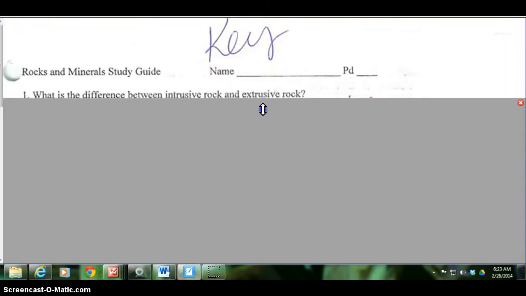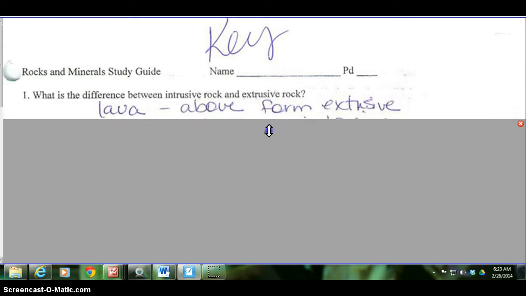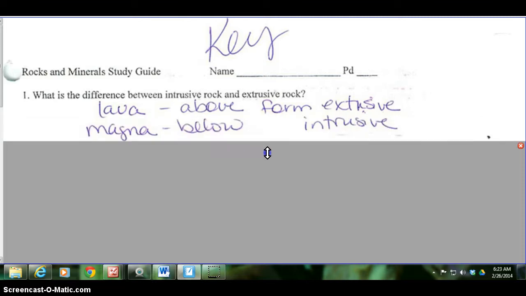Number one was, what is the difference between intrusive and extrusive rock? And the answer of that is that extrusive rock is formed from lava, which is above the surface. Think of the word exiting, like it's going out of the earth. And magma, which is below the earth's surface, forms intrusive rock. Think of the prefix in as in inside the earth.